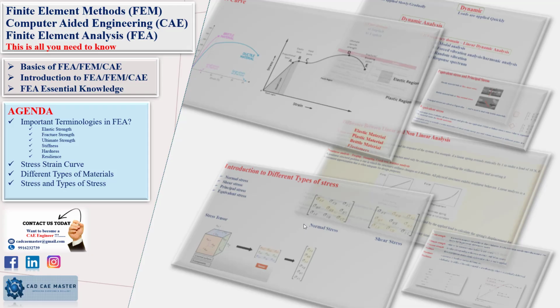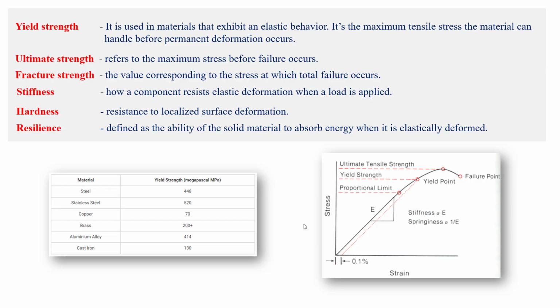I would like to take you through the agenda. You could see this is the basics of FEA. This is all you need to know. The important terminologies in FEA, likewise elastic strength, fracture, ultimate strength, and the hardness. Well, also would like to take you through the stress strain curve, different types of materials, and what is stress and different types of stresses. Let's get into this. The first thing is the terminologies.